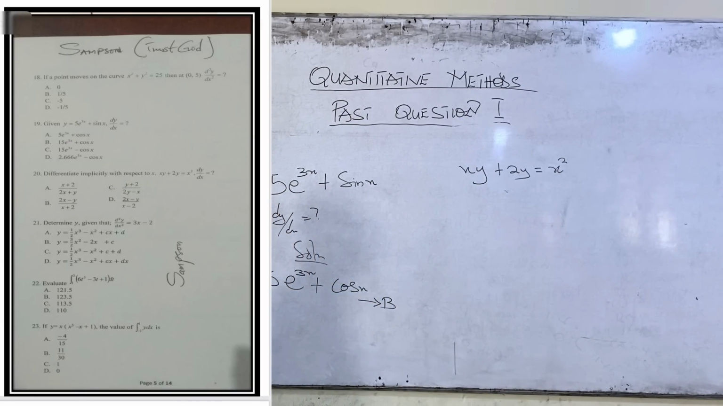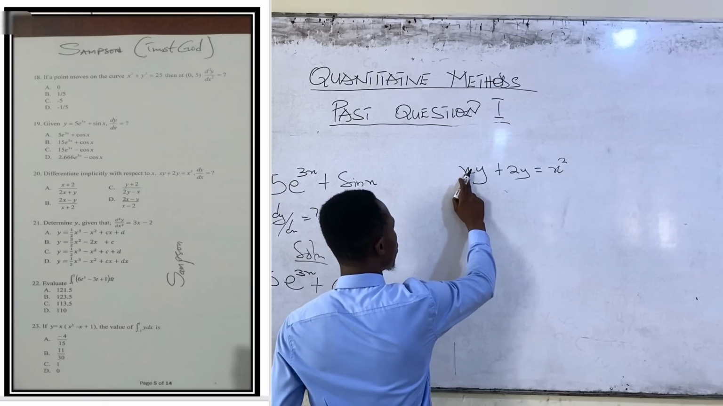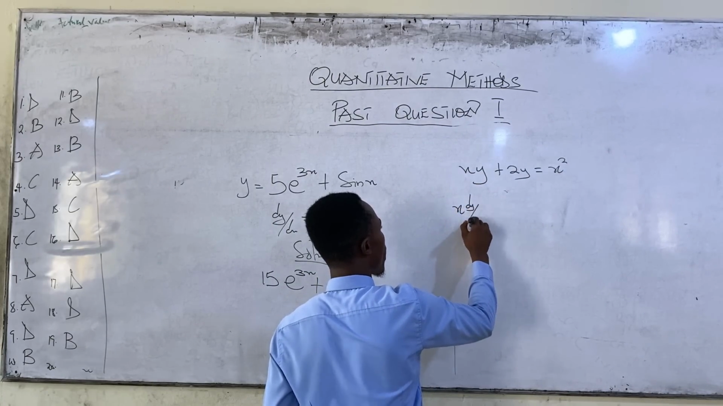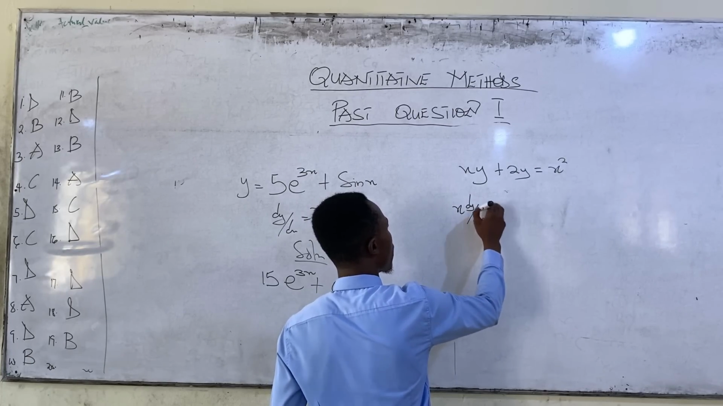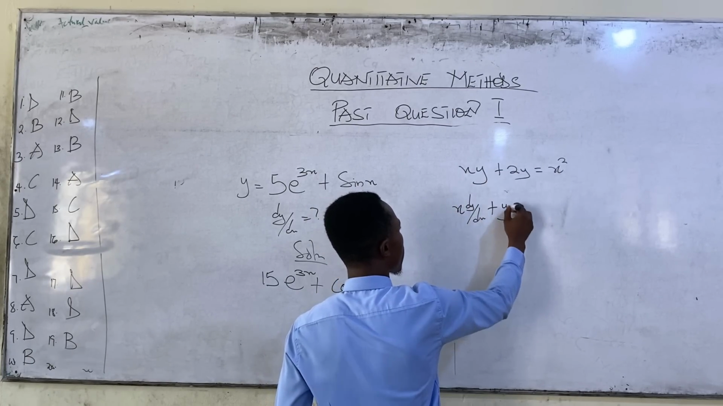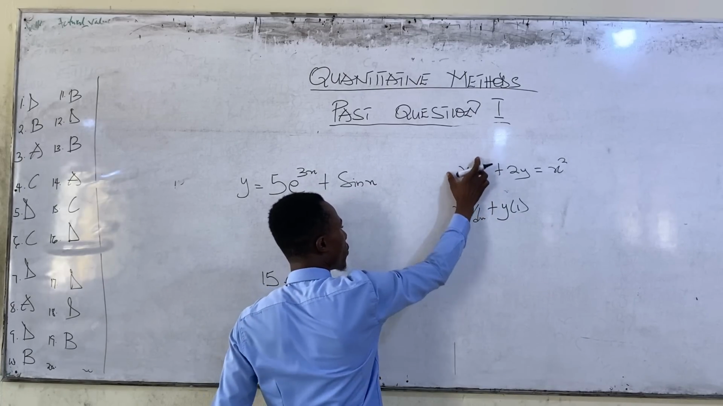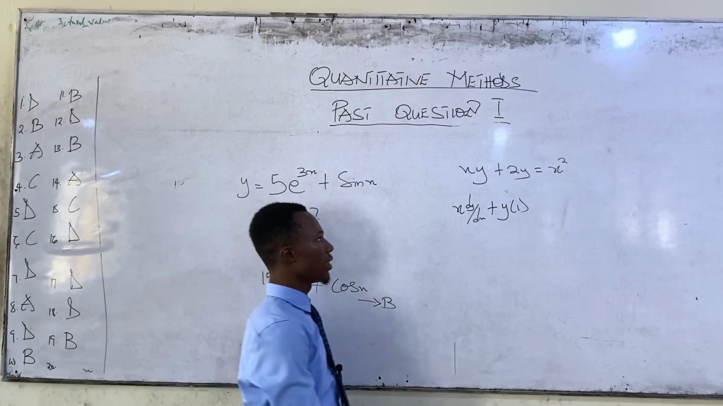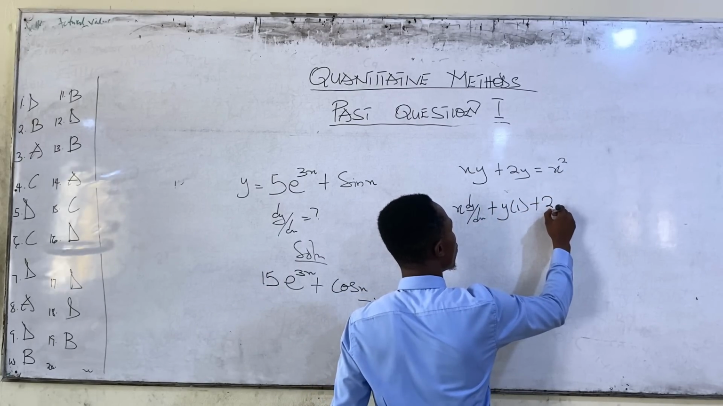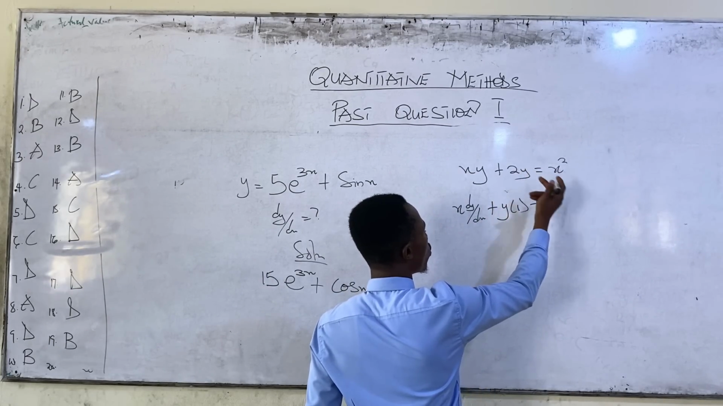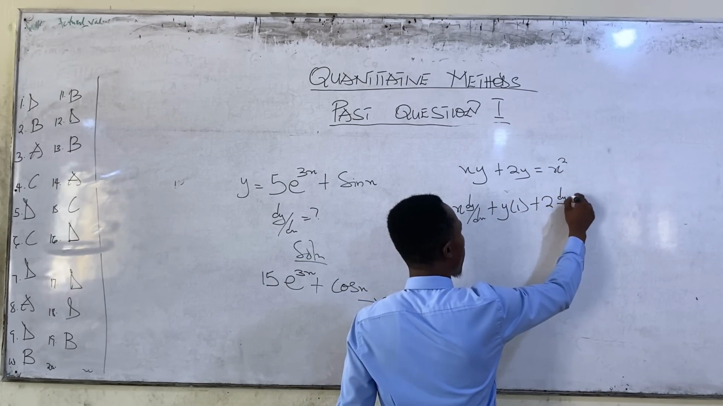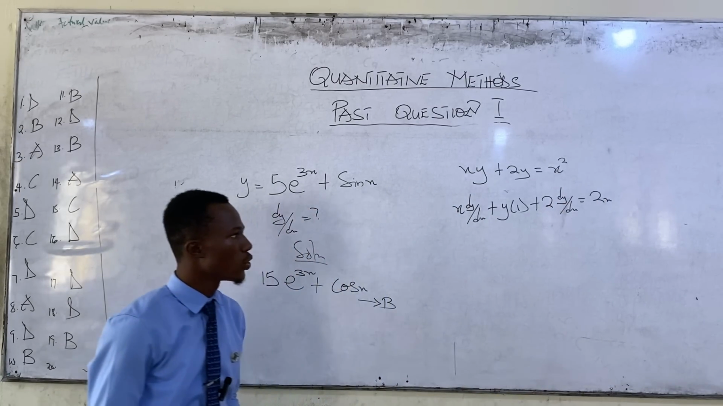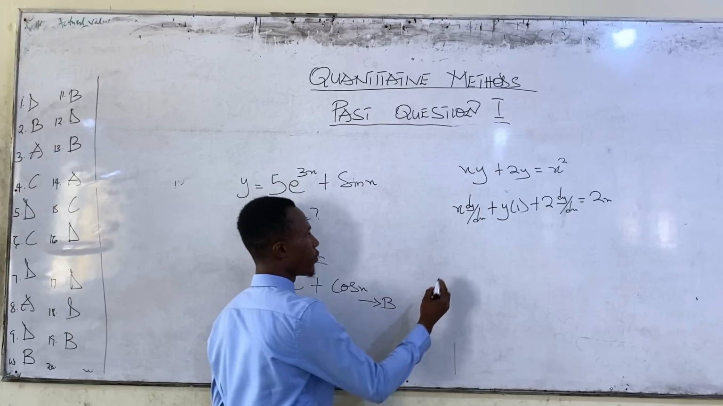This is an implicit function. So you hold x constant, you differentiate y to get dy/dx, plus you hold y constant, you differentiate x and that will give you 1. So we are done with the differentiation of x and y. You are treating it as a product rule. Have it in mind. So plus 2, when you differentiate 2y, you get 2 dy/dx, equal to 2x. So here we have to group like terms, then you find dy/dx.